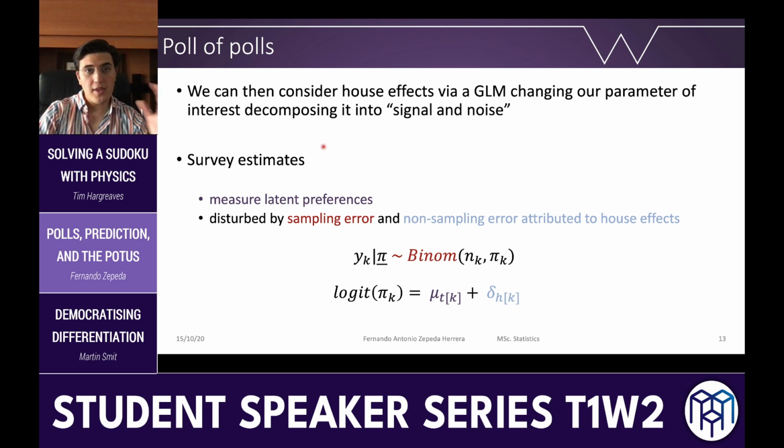So we still think of survey estimates as measurement instruments of latent preferences. But now these latent preferences, the true ones, are being disturbed both by non-sampling error attributed to house effects and the sampling error attributed to the fact that we are conducting a sample or a poll.